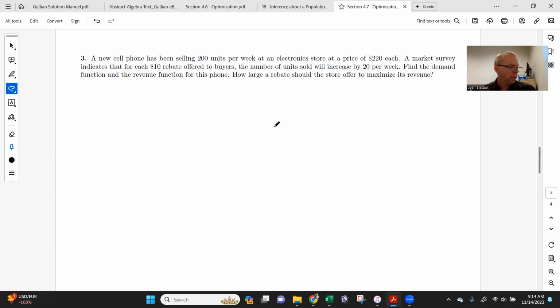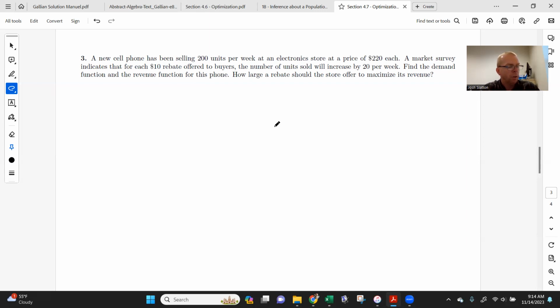All right, so let's look at a couple more examples for 4.7. This one, number three: a new cell phone has been selling 200 units per week in the electronic store at a price of $220. Market survey indicates that for each $10 rebate offered to buyers, the number of units sold will increase by 20 per week. Find the demand and revenue function for this phone. How large a rebate should we offer?